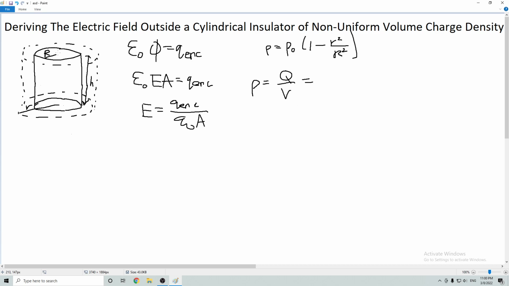And basically the cylinder over here is made up of a bunch of small cylinders. Imagine this is a small cylinder, and this is slightly bigger. Basically a bunch of volumes that make up this cylindrical insulator. And each volume has a different charge enclosed because the shape has non-uniform volume charge density. So therefore we can denote Q over V as dQ over dV.